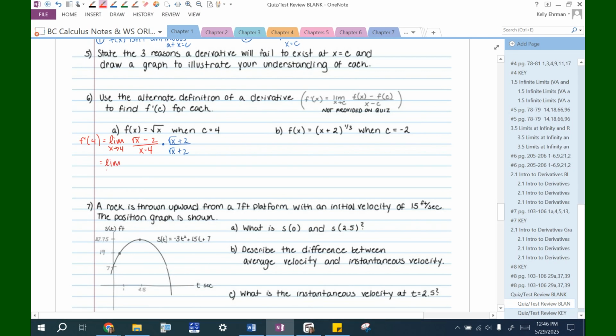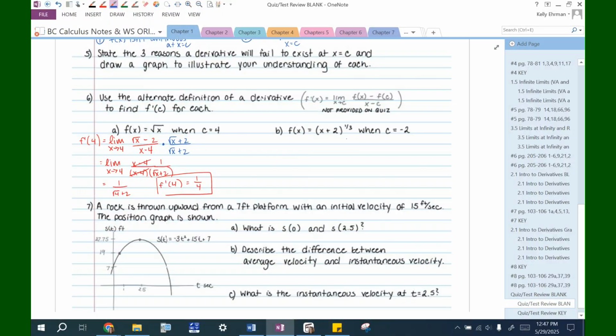And then as I simplify this, I'm going to keep my limit notation until the very end. So when I FOIL these two conjugates together, I get x minus 4. And then I don't actually distribute anything together. I just write x minus 4, the quantity, times radical x plus 2. These x minus 4s will cancel. So this is actually just 1 over radical x plus 2. And now I can plug 4 into that, and I get 1 over radical 4 plus 2. So f prime of 4 is equal to 1 over 4, so 1/4.